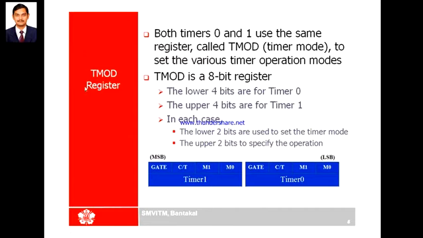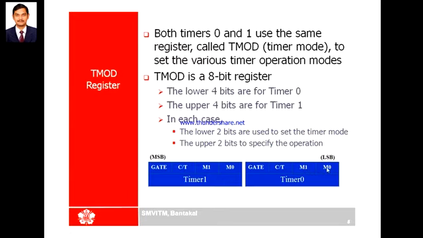Regarding the timer mode register, it is a very special function register to control the timer operation as well as the counter operation. We have one dedicated 8-bit wide register. Both timer 0 and timer 1 use the same register, called TMOD, timer mode, to set the various timer operation modes. The lower 4 bits are dedicated for timer 0 operation only. Similarly, if I want to operate timer 1, I have to go through the upper 4 bits only. Whenever you modify these bits, that will affect the timer 1 operation. In each case, the lower 2 bits are used to set the timer mode. Let's look into this in detail in the next slide.